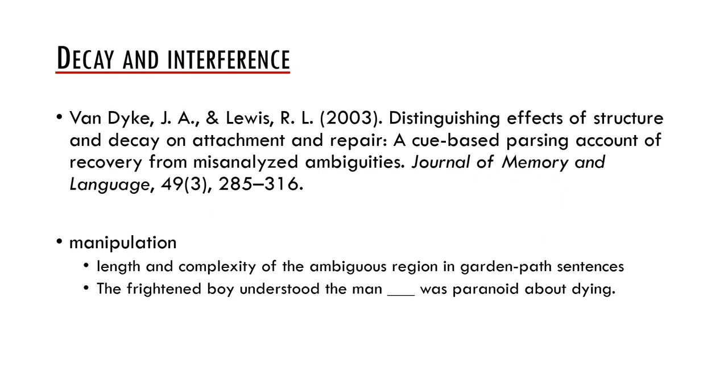Julie van Dijk and Richard Lewis published a study which analyzed the effects of interference and decay in processing garden path sentences. What they did is that they manipulated the length and complexity of the ambiguous region. They used a garden path sentence such as "the frightened boy understood the man was paranoid about dying," and they inserted embedded clauses between the ambiguous phrase "the man" and the disambiguating verb "was."